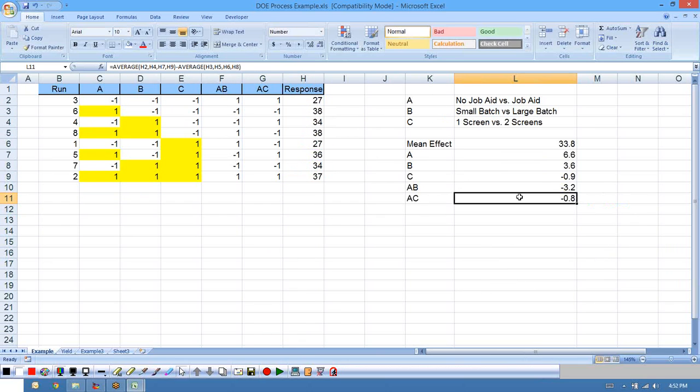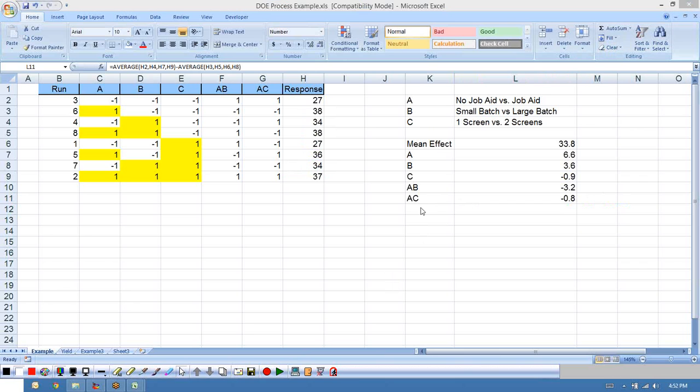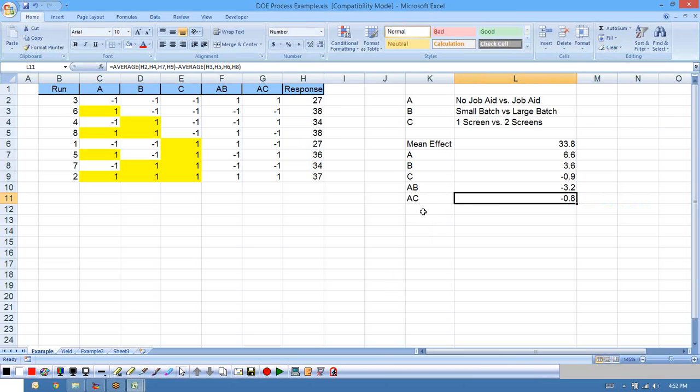Okay, and we can see that AC is small. So again, in theory, we've got only two more. We've got the BC interaction, and we've got the ABC interaction. I'm not going to do those, but instead, I'm going to show you how to do them in DOE Helper.